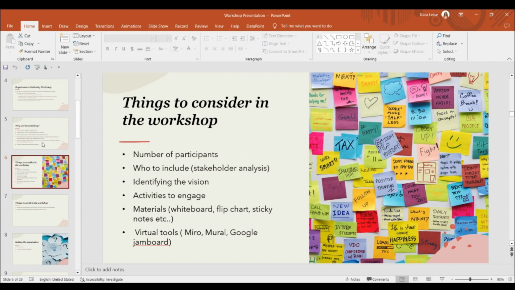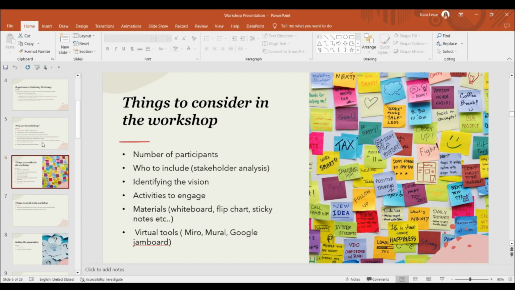You have to identify the vision at the beginning of the workshop. What are you trying to accomplish? What would each participant gain from being a part of your workshop? And then there's activities to engage them. So you don't just want to show up and just be talking. One or two people take over the conversation, and everybody else is bored. Like, why are they there? You want it to be engaging for the entire group, right?